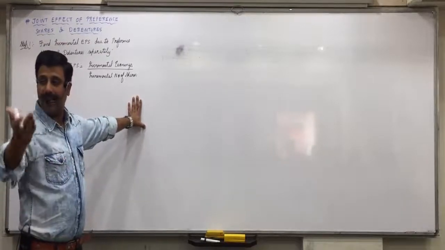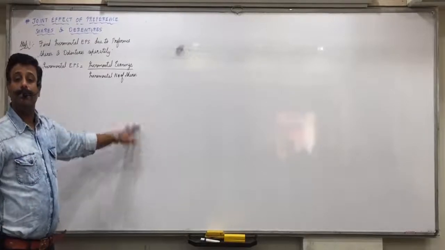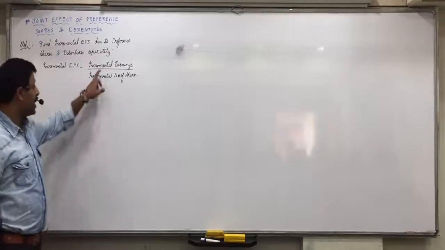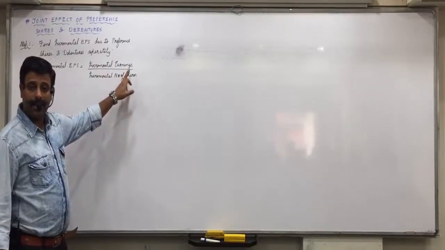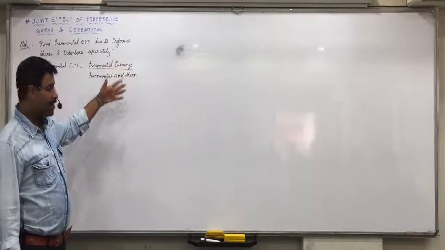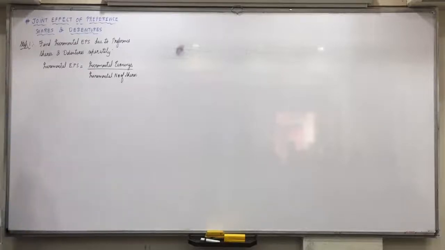Same way when we find the effect of preference shares. What do we add in profits? Preference dividend as well as dividend distribution tax. So preference dividend plus dividend distribution tax is incremental earnings. And what do we add in number of shares? Potential equity shares. So potential equity shares is incremental number of shares. Did everyone of you understand this? So first you will find incremental EPS due to preference shares and debentures separately.